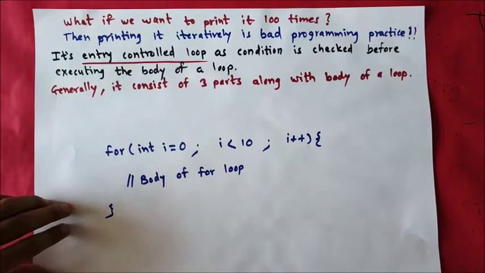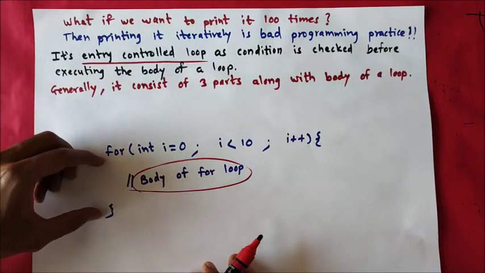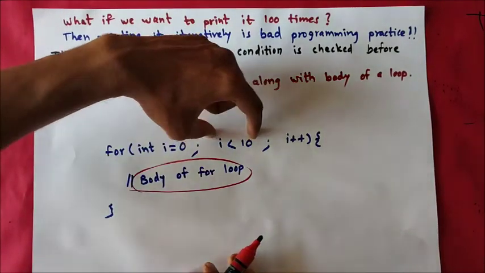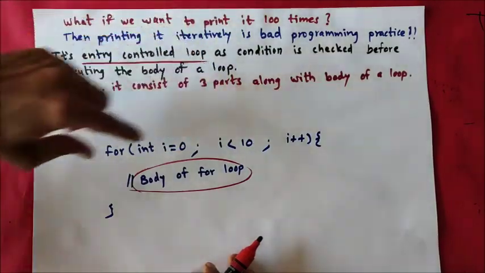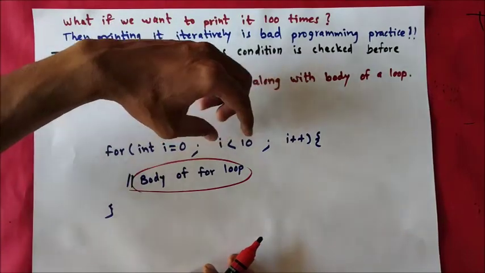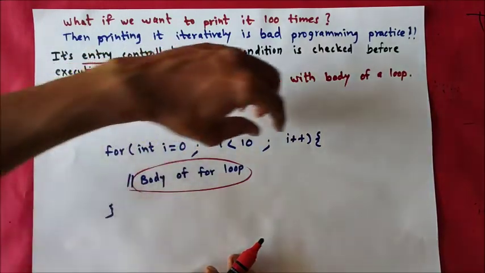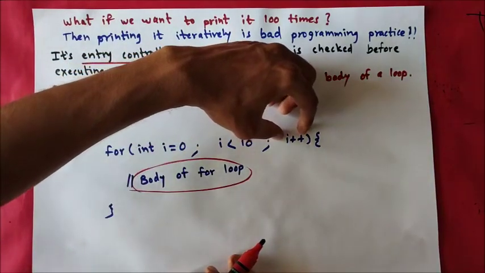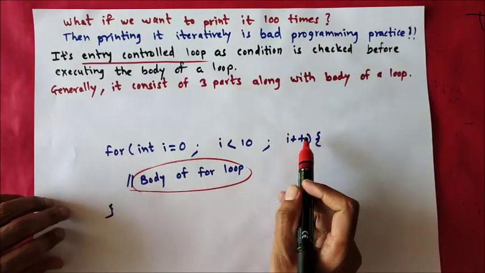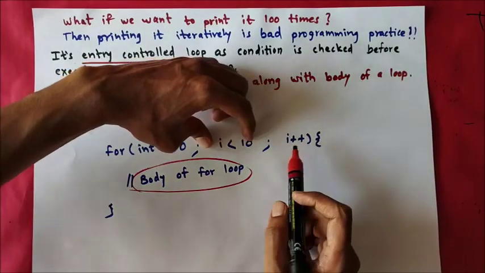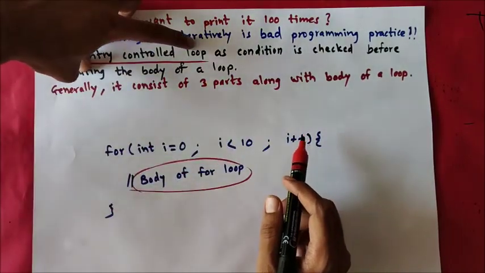What it means is that the condition is checked before you enter the body of the loop, right? So this is the body of the loop. This is where the condition is checked. So first it will check the condition, and that's why it is called entry controlled. At the entry point itself, it will check the condition. If the condition is satisfied, if it is true, then only it will execute the body, and then again it will come and do the updation like increment or decrement or other updations. And then again it will check the condition, and then again it will execute the body. So that's why it is called an entry controlled loop, right?